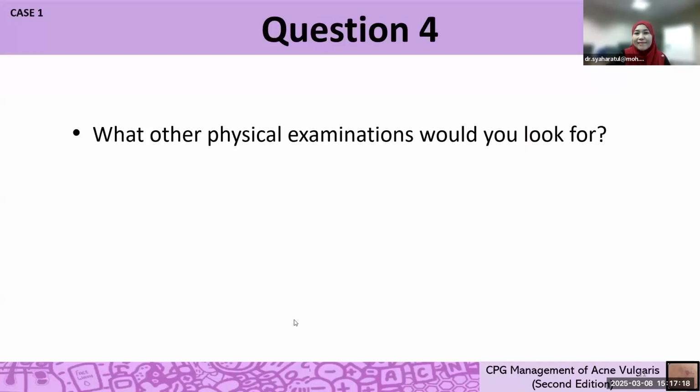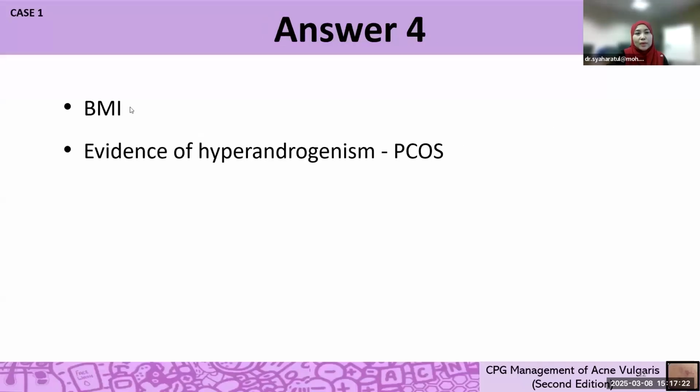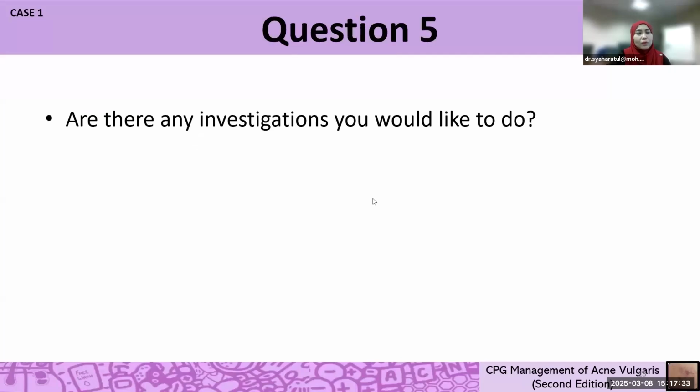Yes, that's correct. So BMI. We want to know whether a patient is obese or not, and whether there's any evidence of hyperandrogenism, which is a PCOS. Any investigations would you like to do?